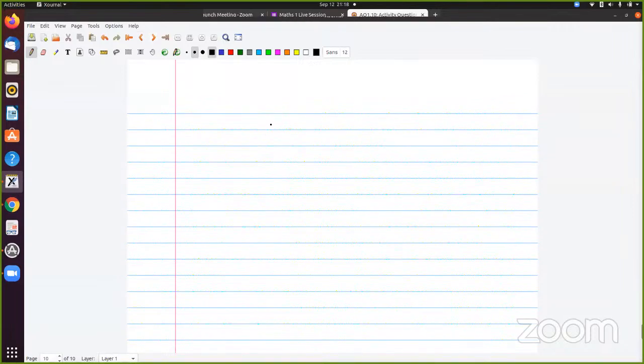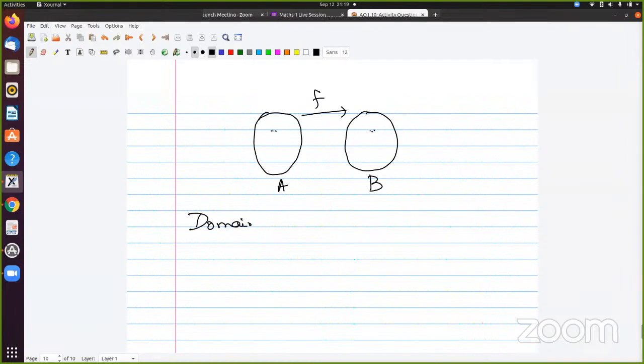Now, function, you have understood how it is related to relation. Now I have two sets, A and B. I have a function. So it is taking input from here and giving output here, right? From where it is taking its input, that is called the domain of a function. And where we are expecting the output, that is called the codomain of a function.